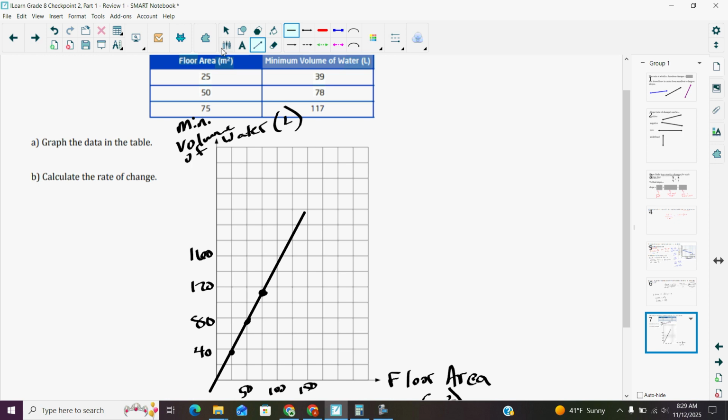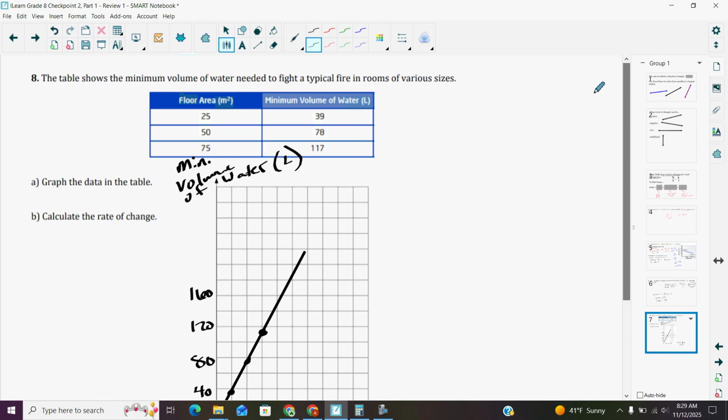Calculate the rate of change. Rate of change is slope. Slope's hard to tell on this graph here. It may or may not go exactly through 0, 0. I know this point, but based on the graph, is it 40? Is it 38? Obviously, we know it's up here. So let's use the table to find the slope, find the rate of change.